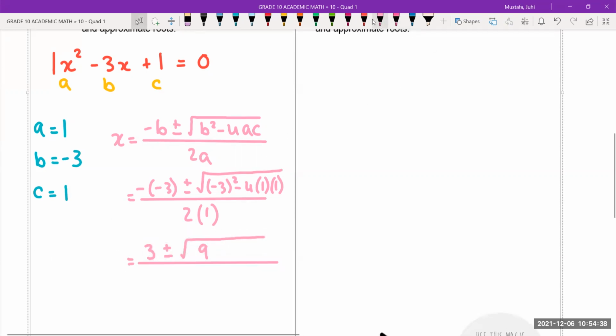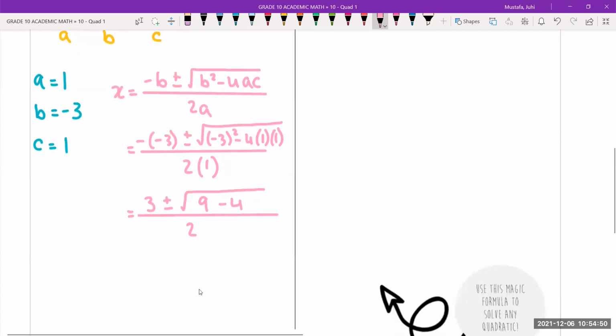What is -4 times 1 times 1? -4. And what is 2 times 1? 2. So even if you have a calculator, we haven't used it. We're not going to touch it until the very end. Okay, let's keep going and finish simplifying this question.